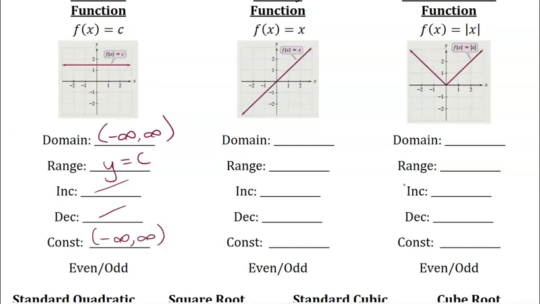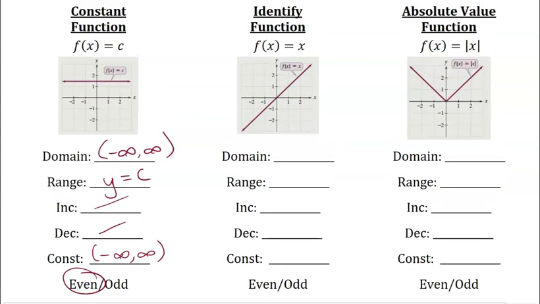it is constant everywhere on negative infinity to infinity. And remember, even symmetry means we can reflect over the y-axis. Odd means we can rotate around the origin. Any type of y equals a constant function, we could fold on the y-axis and it would land on itself, so it is an even function.